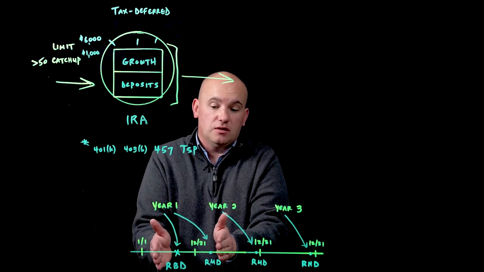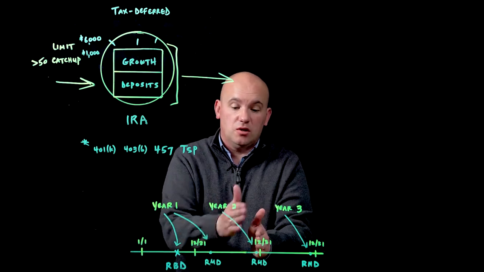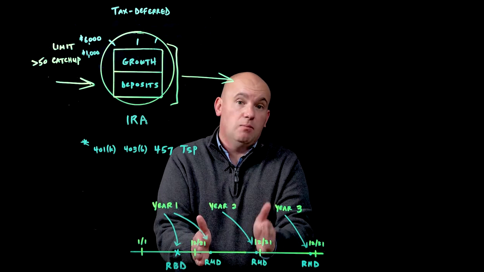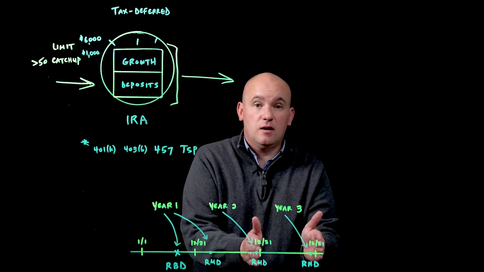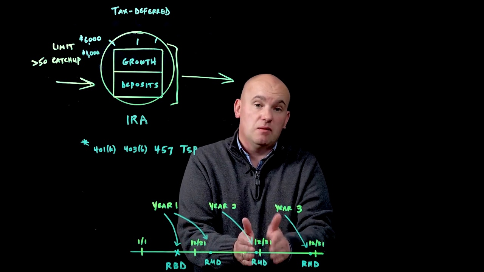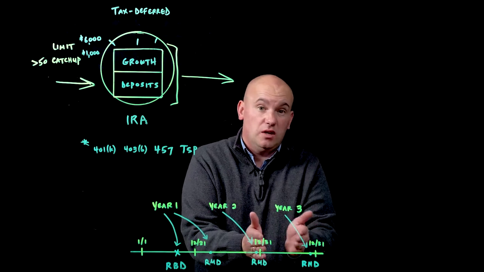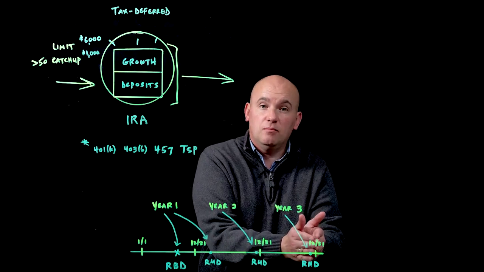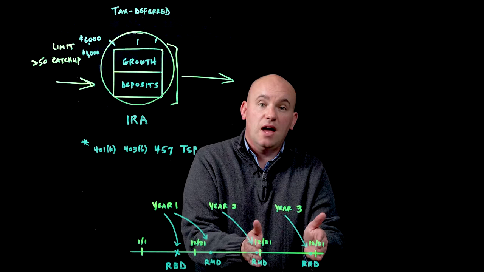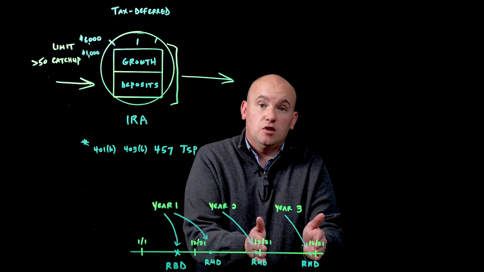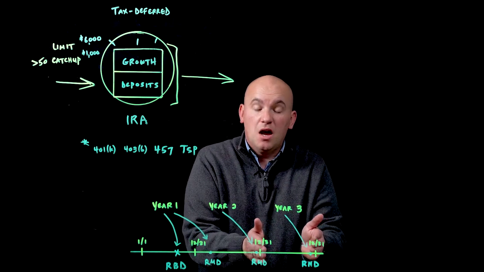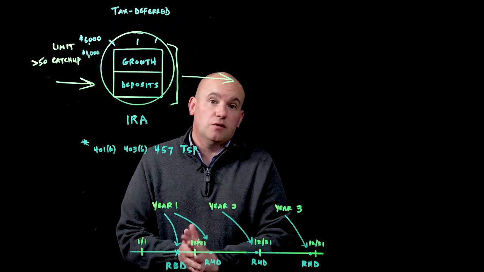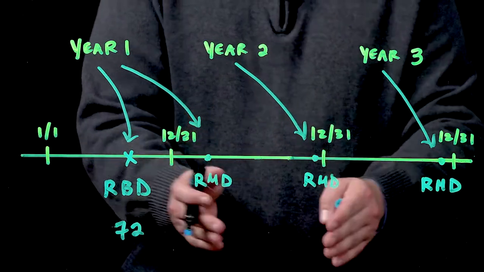So you have two options. Every year thereafter, so year 2, it has to come out by the end of the year. Year 3, it has to come out by the end of the year. You could take it monthly or you could take it quarterly. As long as you satisfy it, meaning you withdraw the money by the end of the year, you've met your RMD requirement.